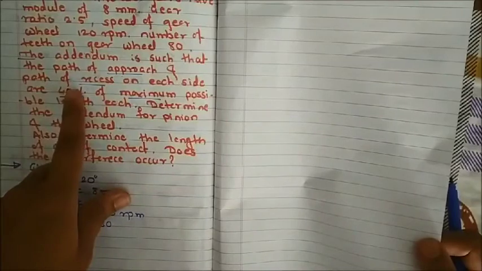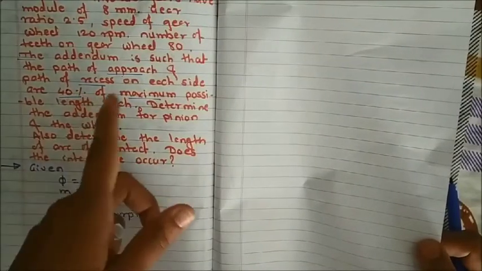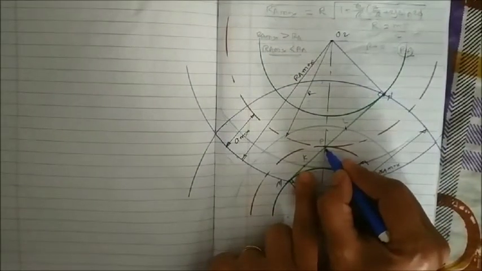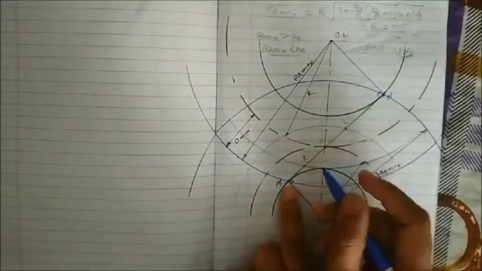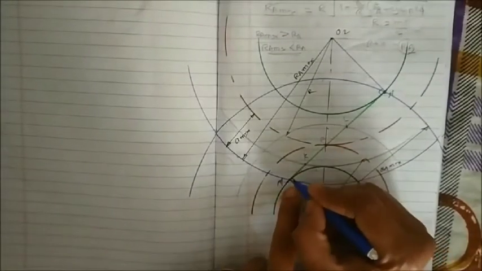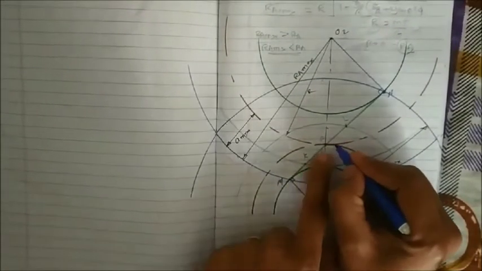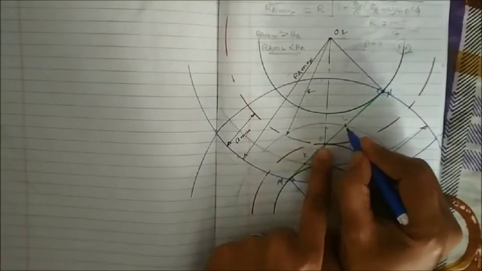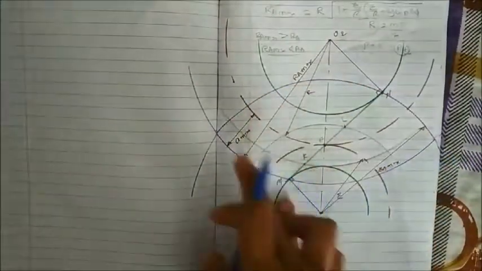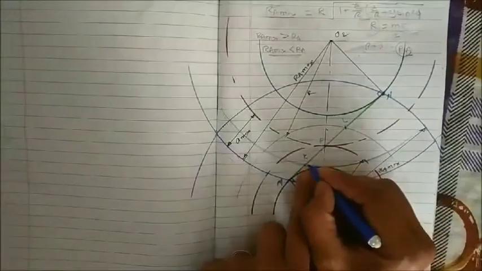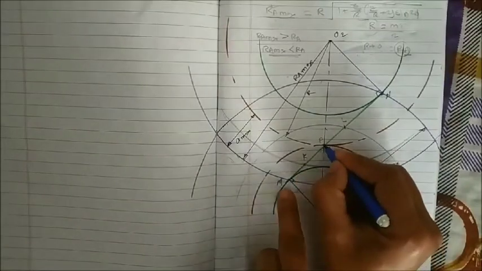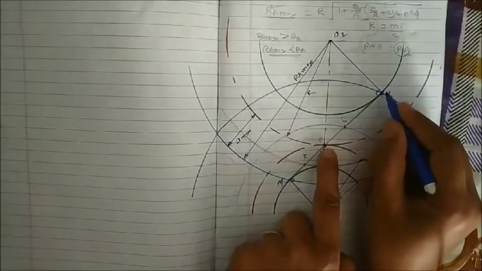Path of approach and path of recess on each side are 40% of maximum possible length. It means this path of approach is 40% of maximum possible length. So what is the maximum possible length? Maximum possible length is MP, and for path of recess the maximum possible length is PN, because maximally the addendum passes from the point of tangency. Right now we have this KP path of approach and PL path of recess. But maximum path of approach is MP. Maximum path of recess is PN.